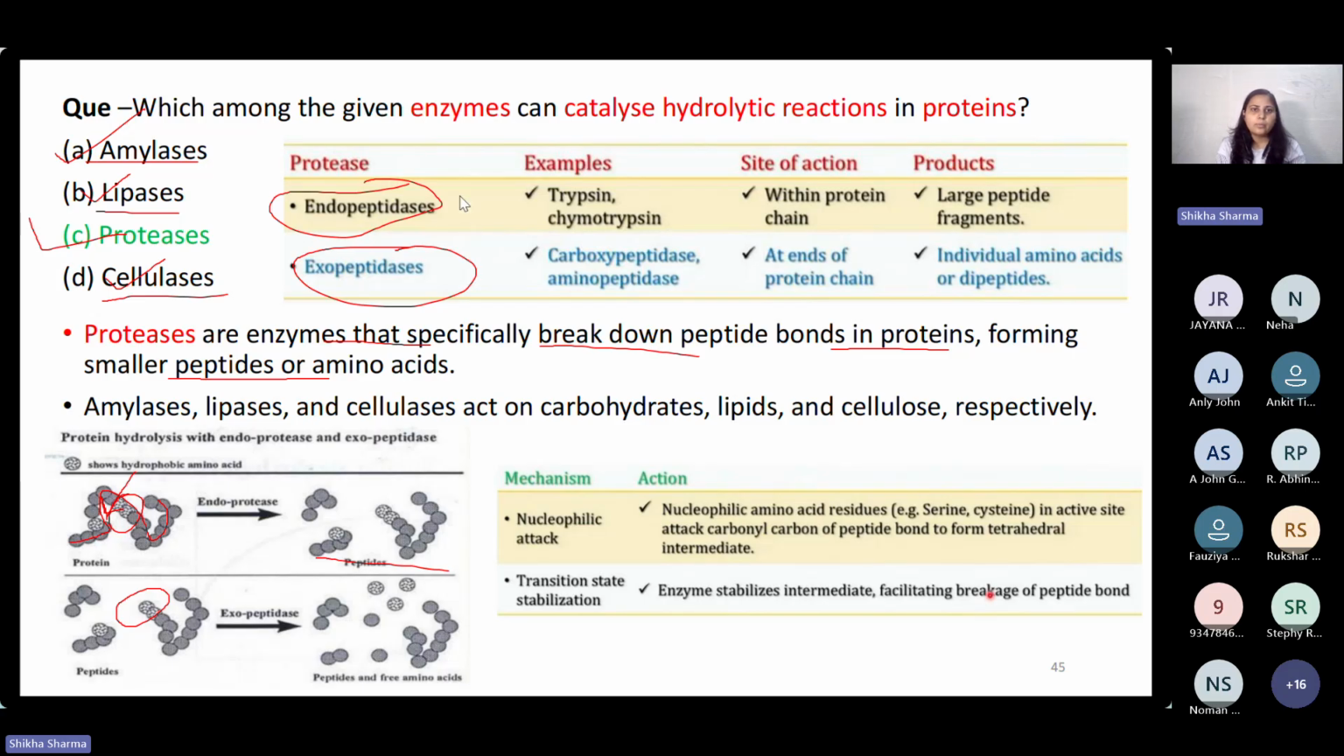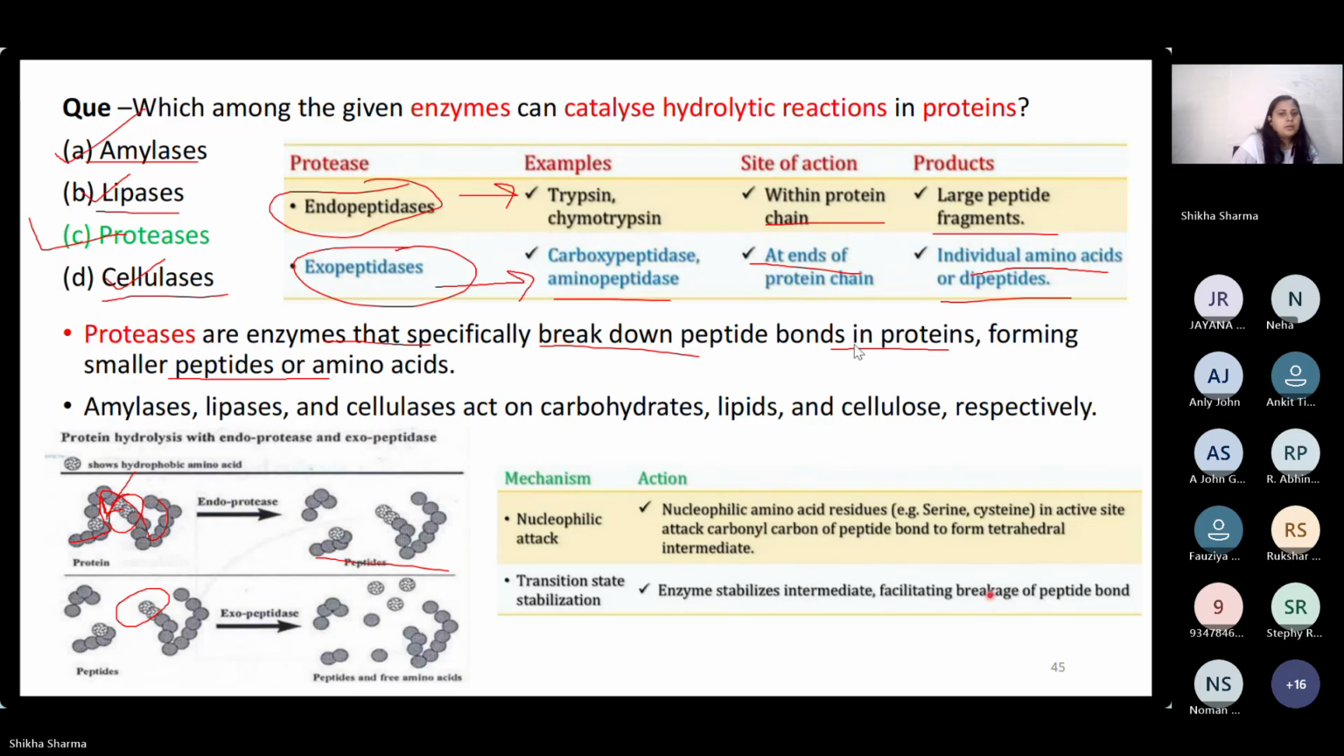So endopeptidases include trypsin and chymotrypsin, and their site of action is within the protein chain, and they form large peptide fragments. Whereas exopeptidases, like aminopeptidase or carboxypeptidase, start breaking at the end of the chain and form individual amino acids or dipeptides.